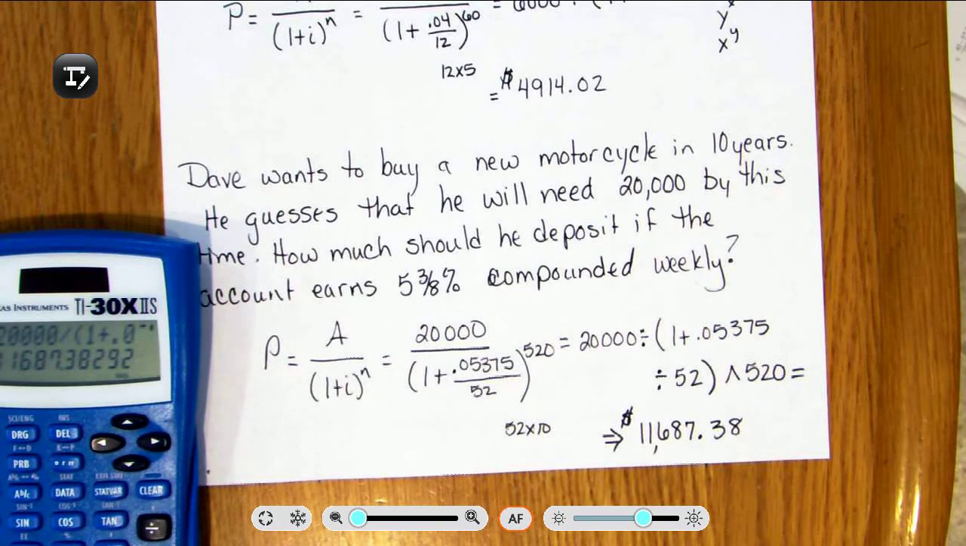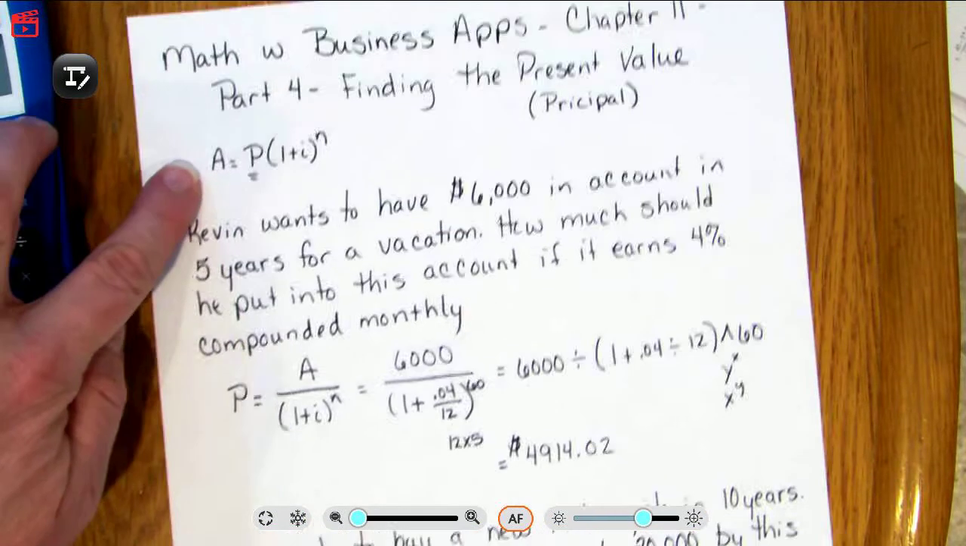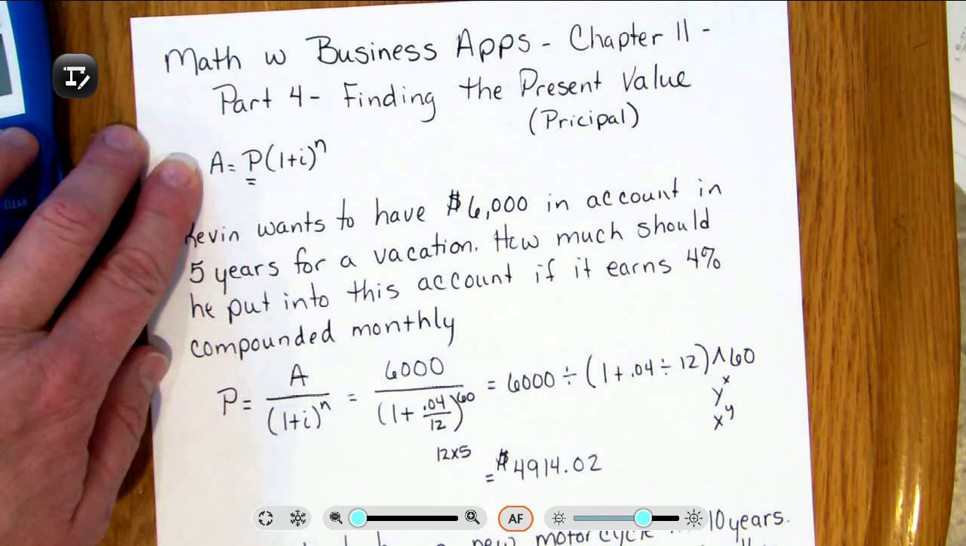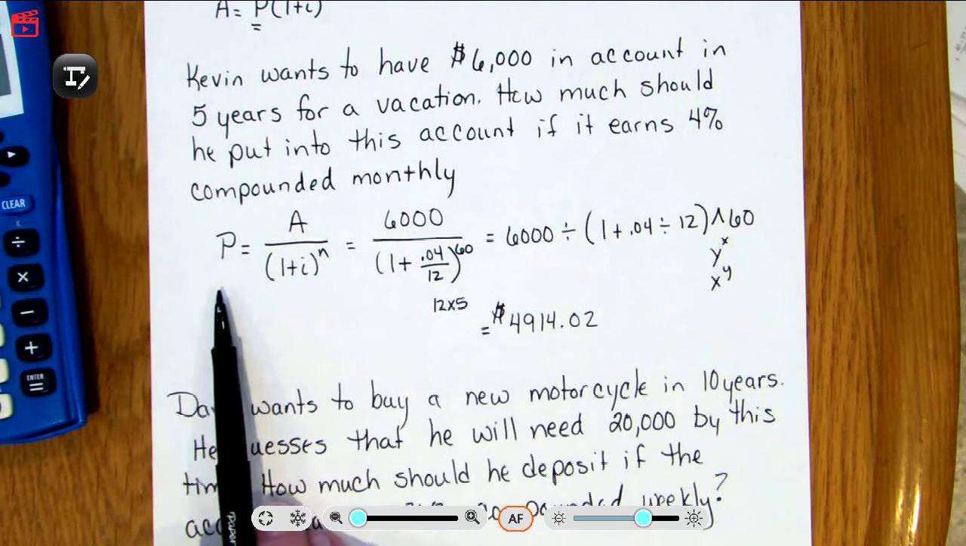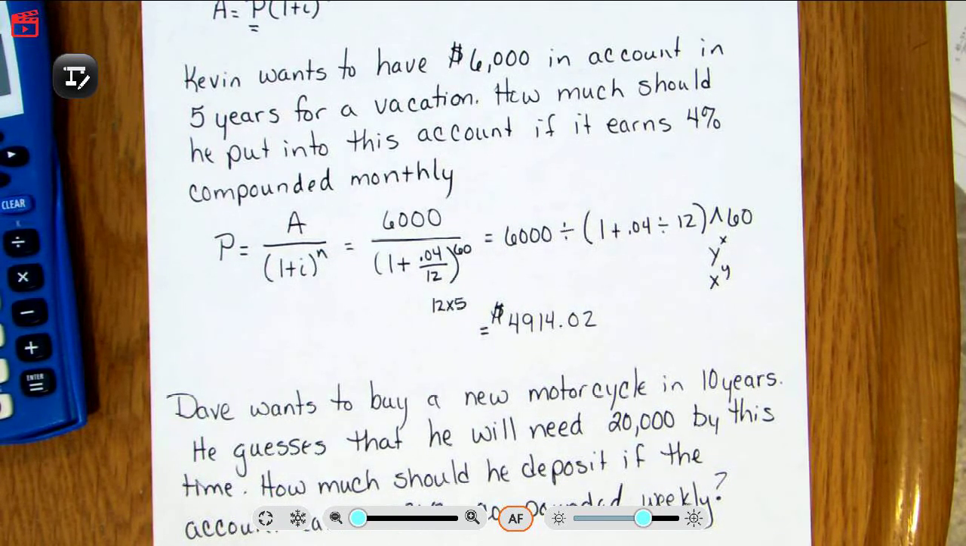Basically, 3 little formulas that you need in Chapter 11. We have this one. We also have the formula here, which was for future value, or that amount in the account after time. We adjusted it to find present value, which is how much do I need to get to a certain goal. And then we also talked about the APY or APR in the Part 3 video.